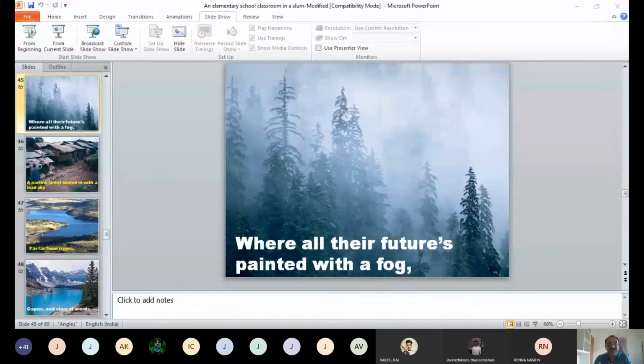That means the children who are living in the slum area, you can see in the picture, the roads are very dirty, it is very narrow. And above their head, again, there is no hope. They have been deprived of a very neat and blue sky. They do have a lead sky only above their head.